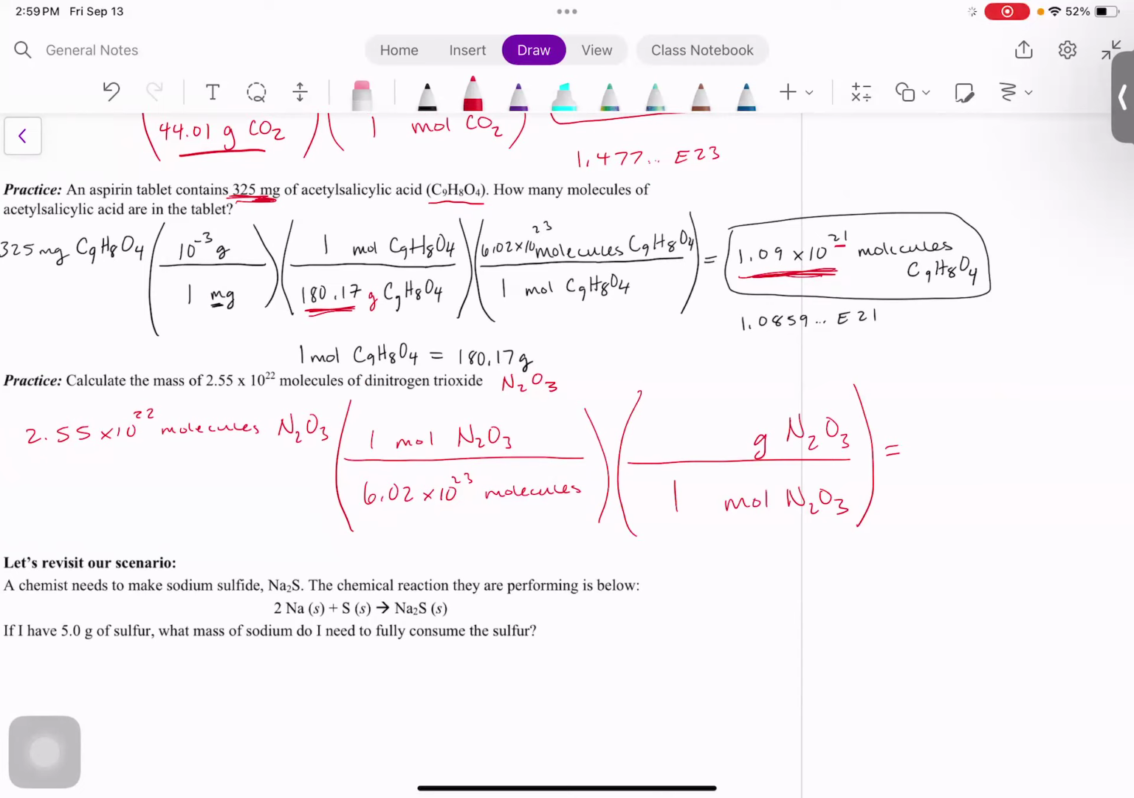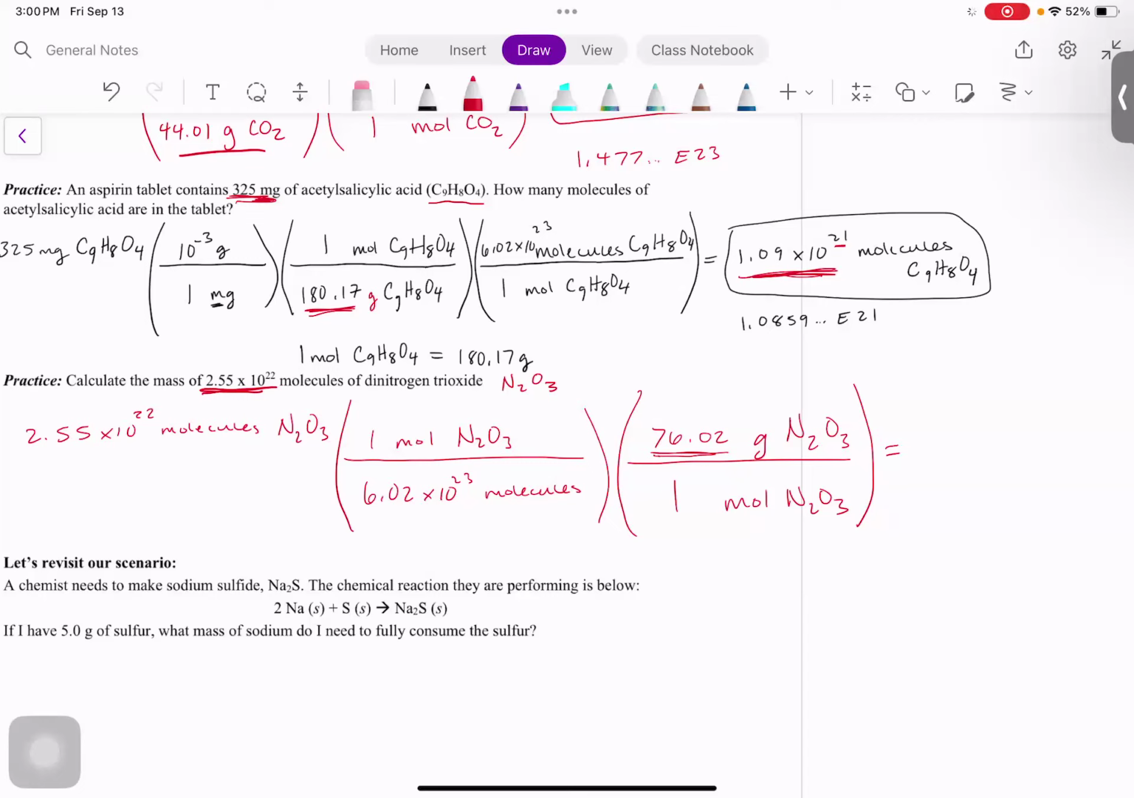So adding that up on the periodic table, 14.01 times 2 plus 16 times 3, we get a molar mass of 76.02 grams per mole. And so plugging this in, my number of molecules that I have is less than 1 mole. So the mass that I get should be less than 76.02, just as thinking ahead.